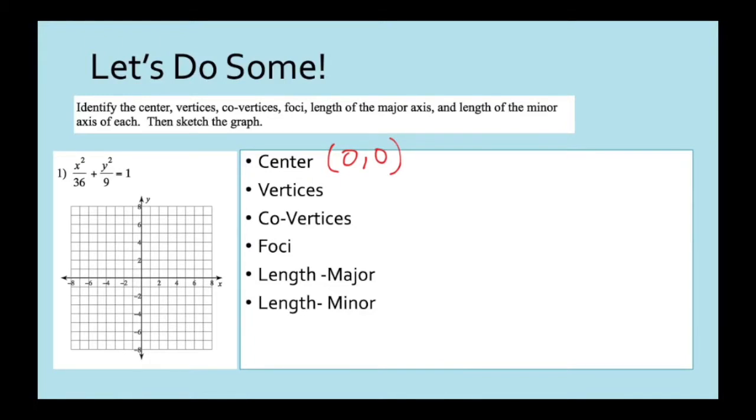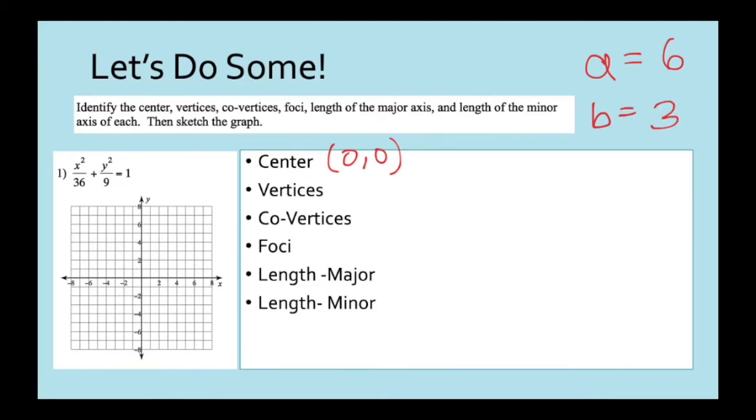Now we have some vertices, and we need to find our a values and our b values. Our a value is always the square root of the largest number in the bottom. So we have 36 and 9, and the largest is 36. So our a value is 6. That's what our general equation told us. I would suggest that you keep those note sheets out with those general equations on them. Our b value is the square root of the other one, which is the square root of 9, which is 3.